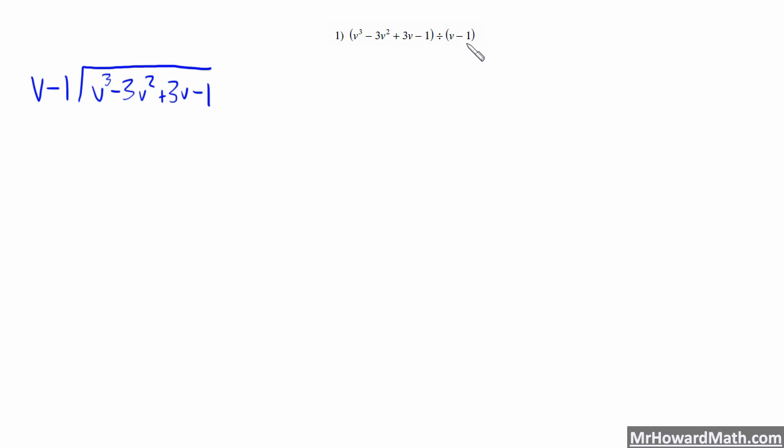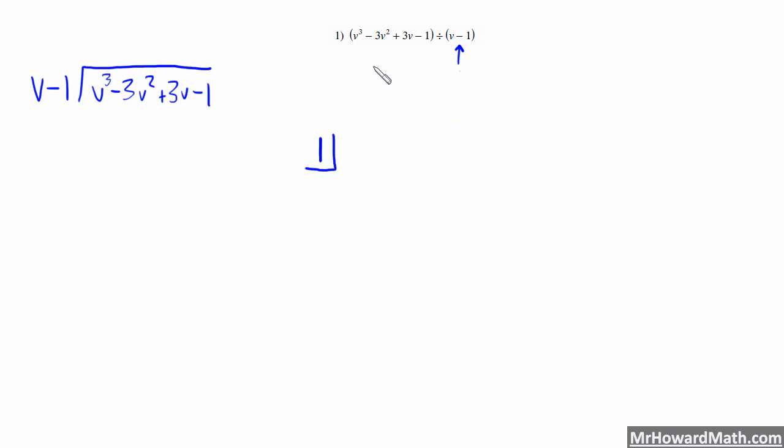But with synthetic division there are a couple of rules that we have to switch around here, and the first and a very important one is that we have v minus 1 that we're dividing by here. Well, with synthetic division we have to take the opposite of that sign, so instead of a minus 1 we're going to start with a plus 1 right here, and we're going to put this little shape right there, that little L that's been flipped over right here to denote that we're doing synthetic division.